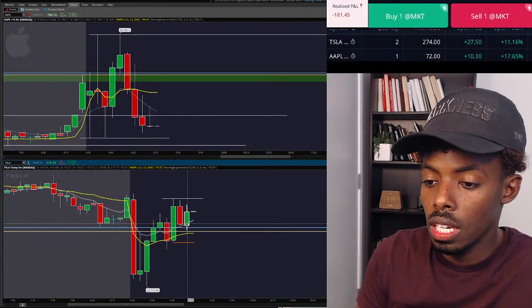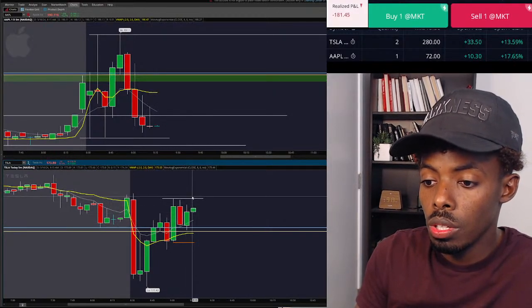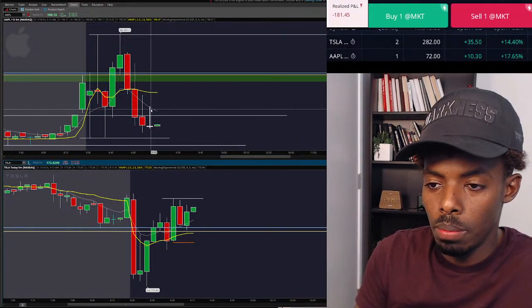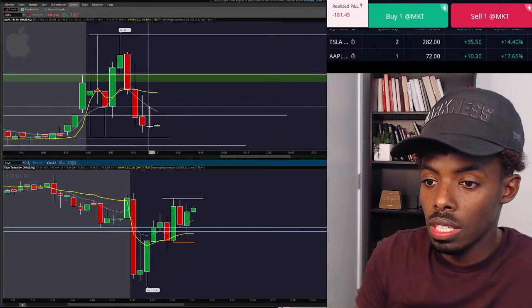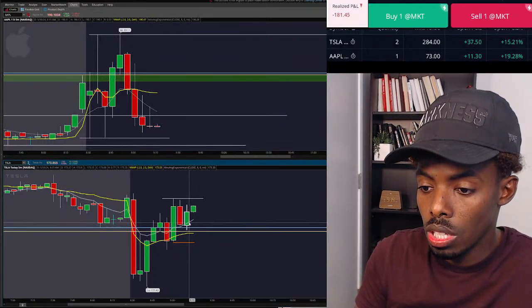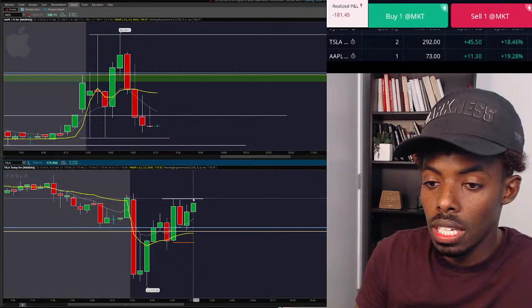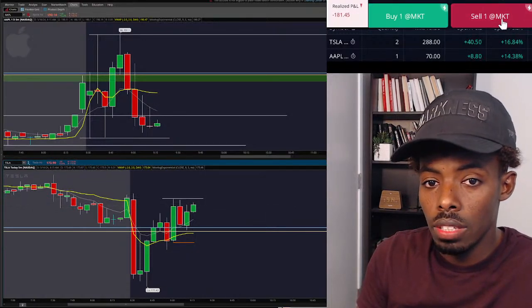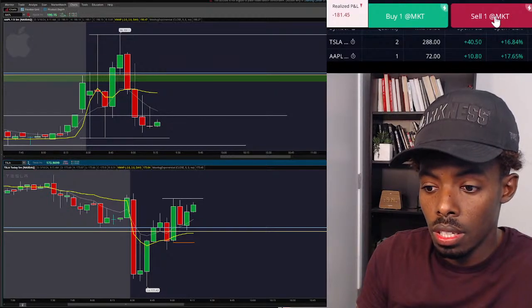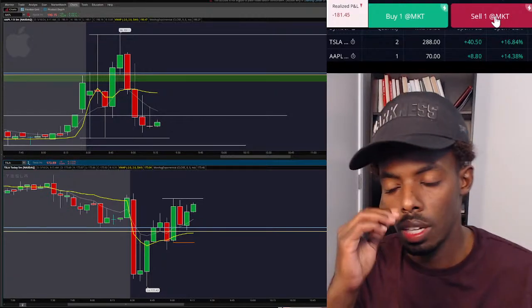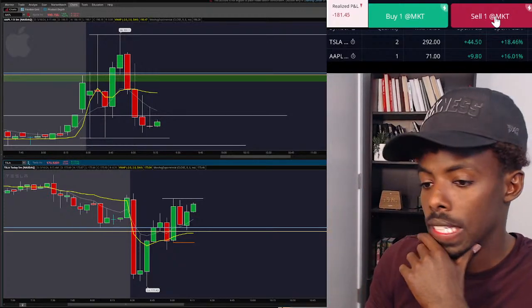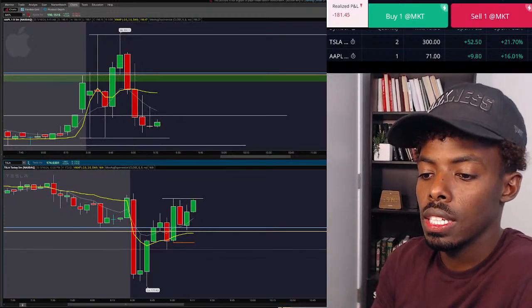Oh wow, we did get a close above ADMA, so we could finally break here. Apple's doing good. It's still holding its ADMA. Tesla's holding its ADMA, so it's gonna finally break here. So we got a 20% with Tesla. That's beautiful. That's very, very gorgeous. Damn though, our P&L got messed up. But don't look at that. That's fine.